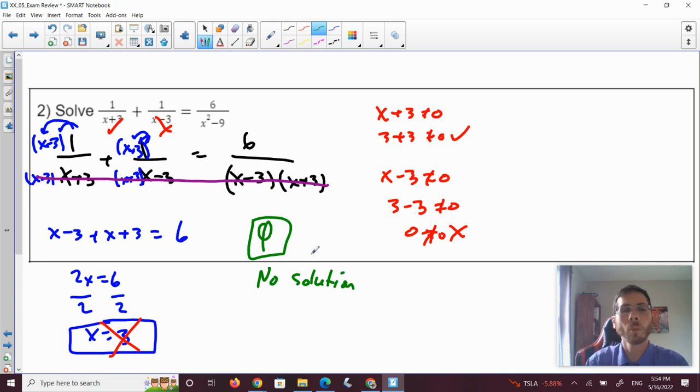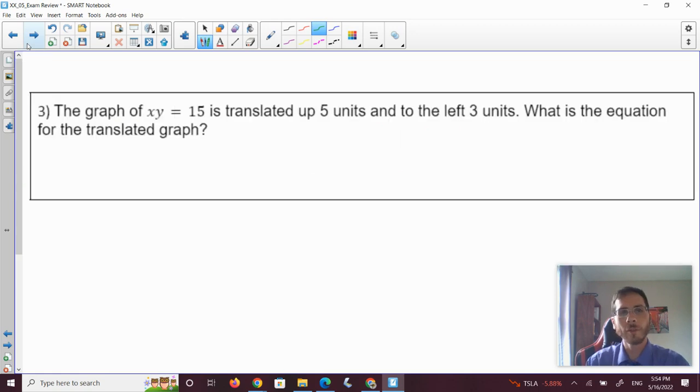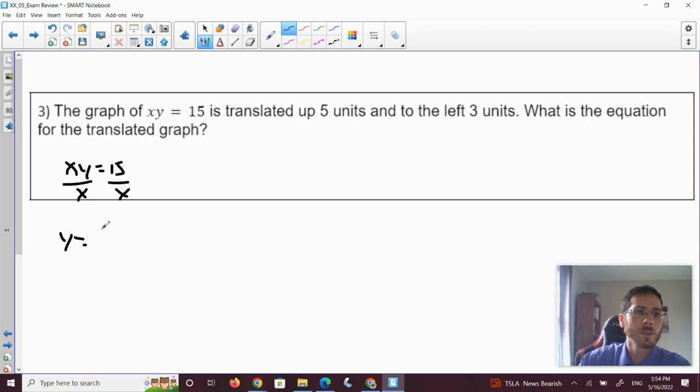All right, pretty cool. All right, let's go on to number 3. So the graph of xy equals 15 is translated up 5 units and to the left 3 units. What's the equation for the translated graph? So I want to turn this into a y equals equation. So xy equals 15. I can divide both sides by x. So y equals 15 over x.